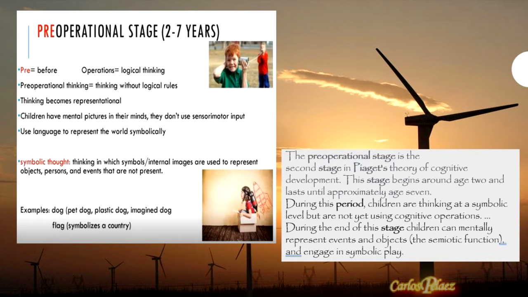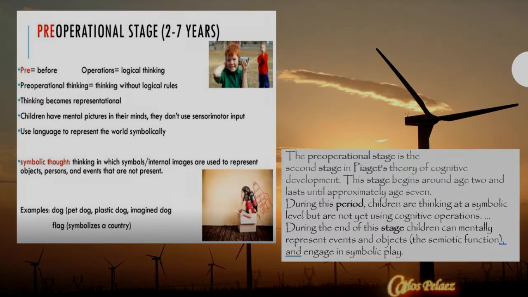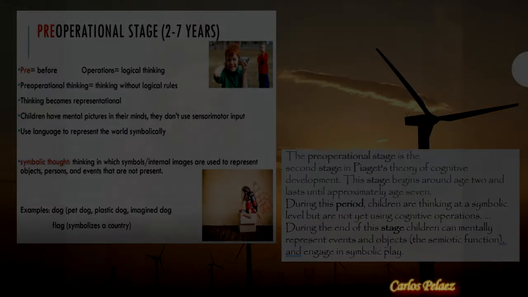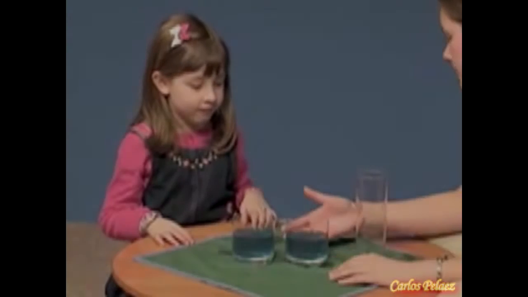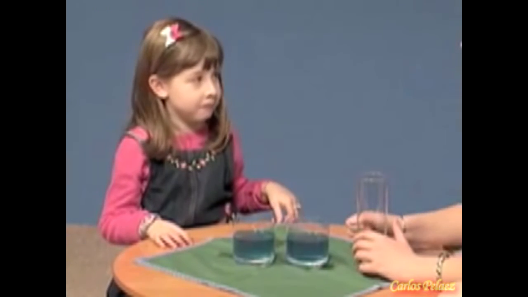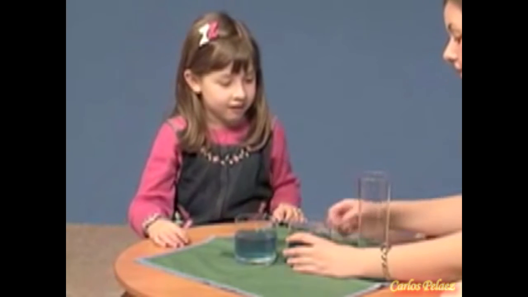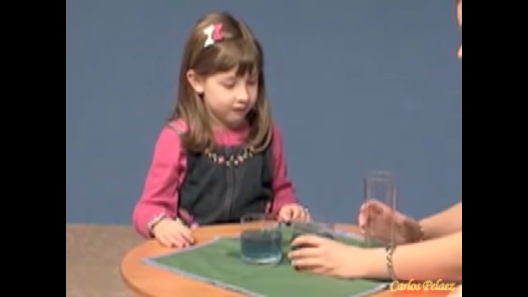Also, during this stage, kids have difficulties understanding logic, other points of view, and constancy. Look at these two glasses. Do you think that they have the same amount of juice? You think they have the same? Okay. Now we're going to pour this juice into this glass.